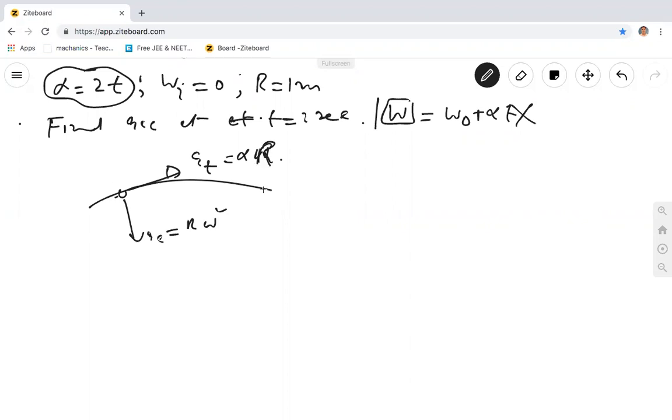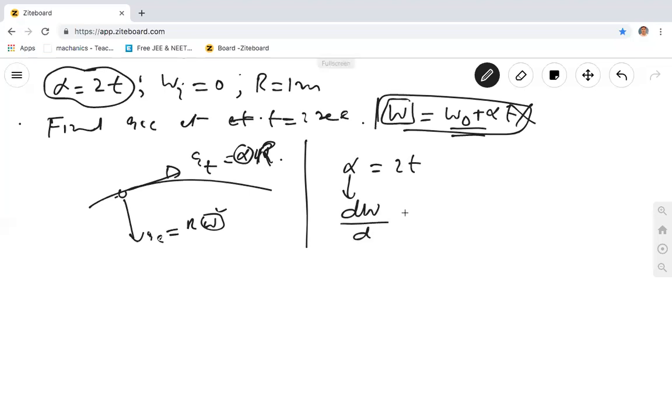But the point is, I want to know alpha, that is given. I want to know this omega, that is not given. So what should I do? Now see, I will do something. Alpha is equal to 2t. Here, as you know, alpha is not constant, therefore you can't use this equation. While you can't use these Newtonian equations, these simple equations, you have to go to calculus. So calculus tells us that alpha is equal to d omega by dt is equal to 2t. d omega is equal to 2t dt.